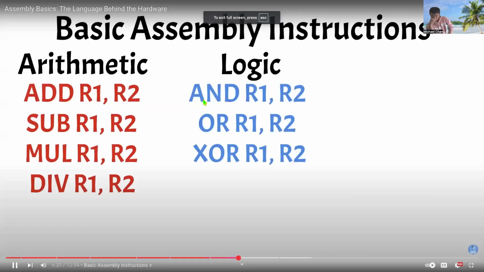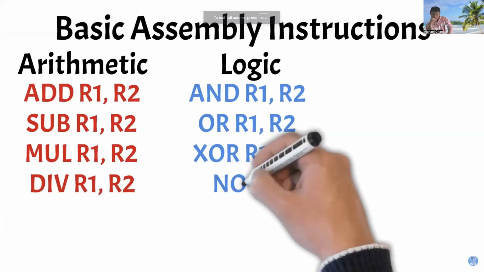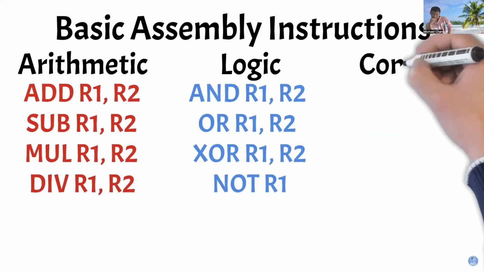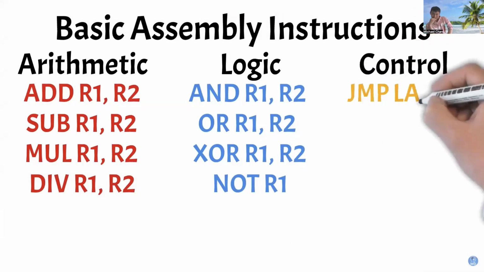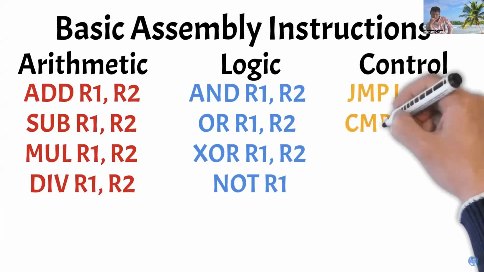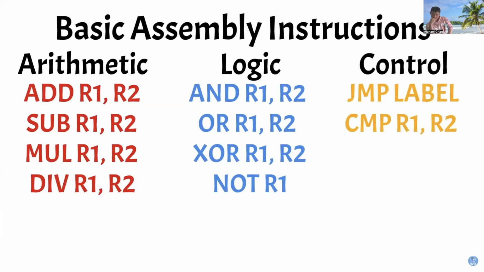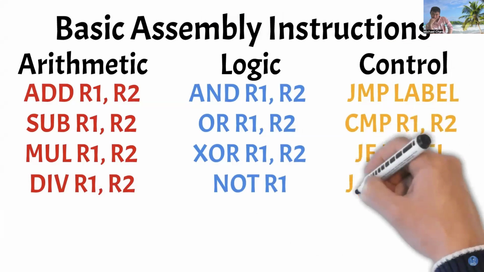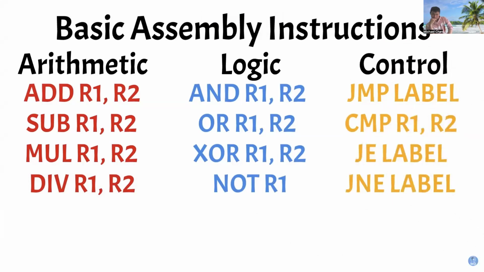XOR R1, R2 performs an exclusive OR, resulting in 1 if the bits differ. The NOT instruction inverts the bits in a register, changing ones to zeros and vice versa. Control instructions direct program flow. JMP label causes the program to jump to a specific point labeled in the code. And CMP R1, R2 compares the values in R1 and R2. Based on this comparison, JE jumps if the values are equal, while JNE jumps if they are not. Data movement instructions transfer data.